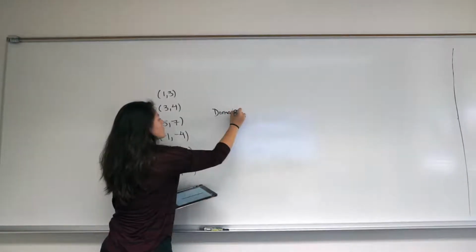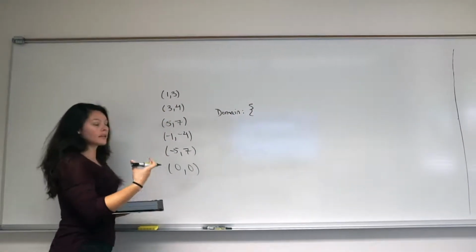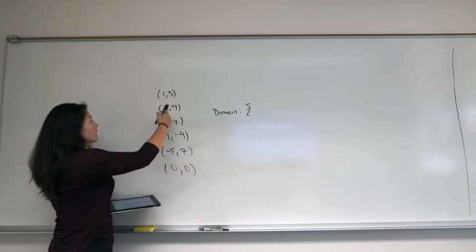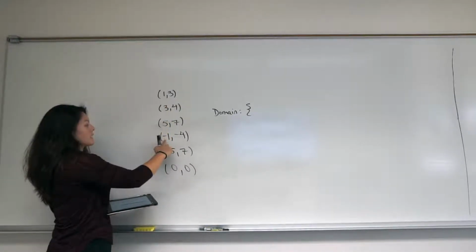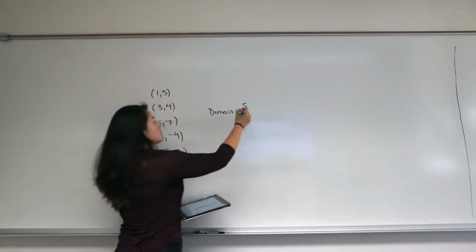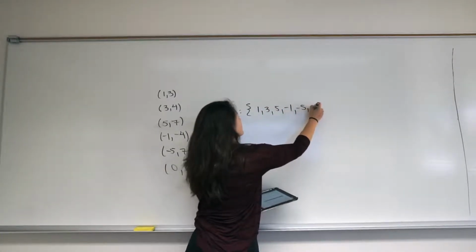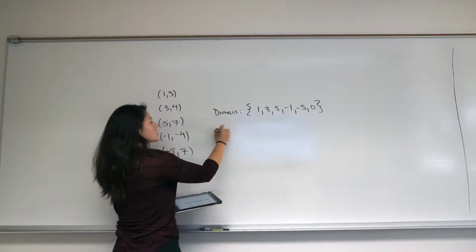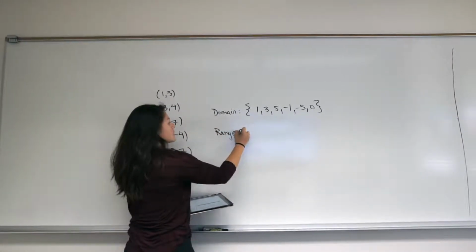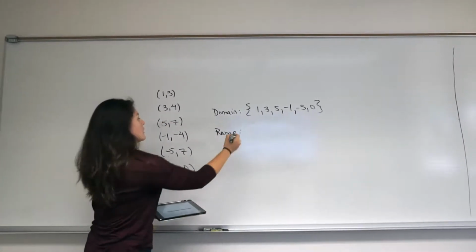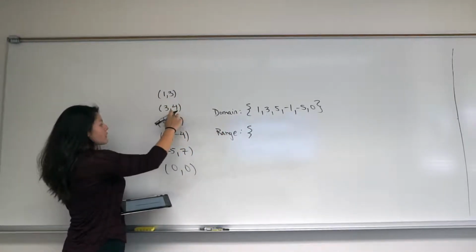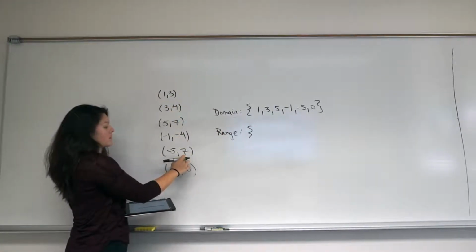So if I ask you to find the domain and range, I'm just asking you to collect all the input values for the domain. So that will be 1, 3, 5, -1, -5, and 0. And for the range, we'll just go ahead and collect all of the output values. Okay, and those are 3, 4, 7, -4, 7, and 0.